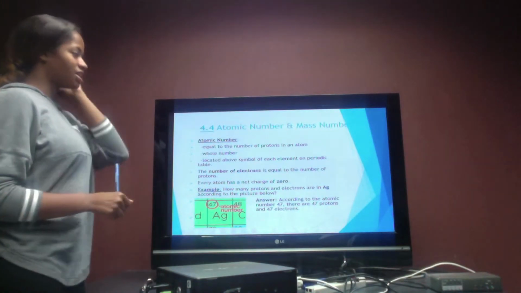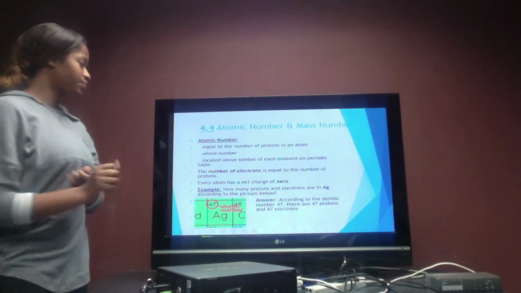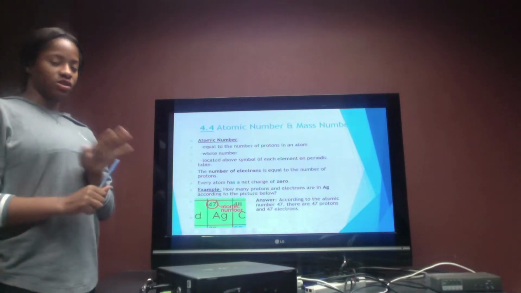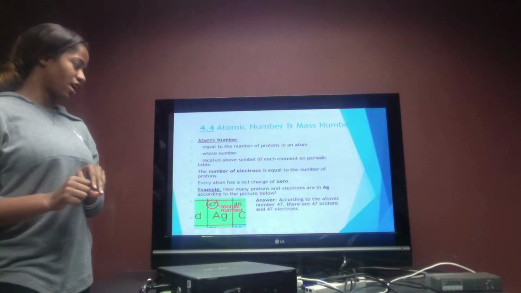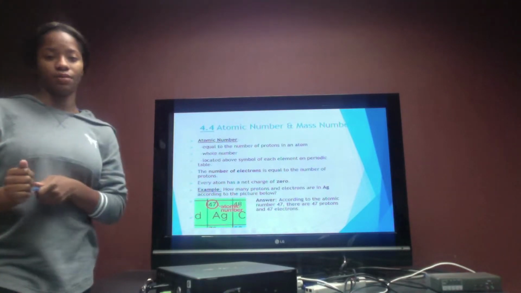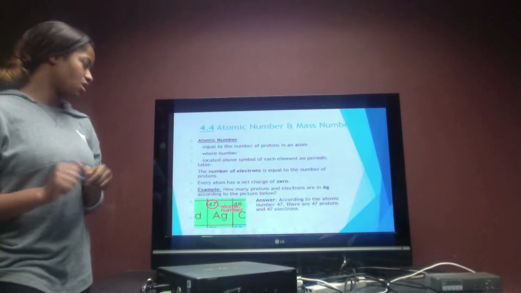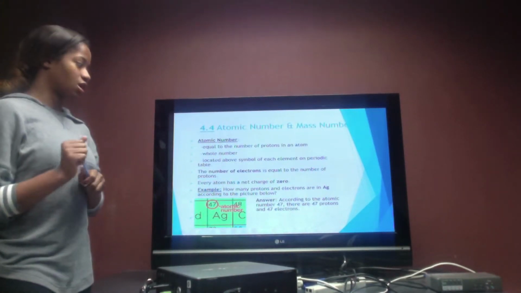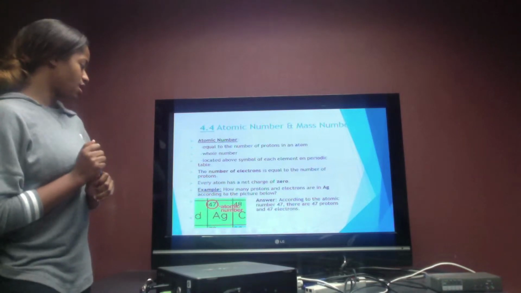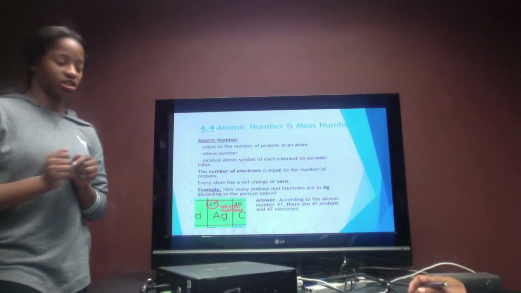I will be talking about atomic number and mass number. The atomic number is equal to the number of protons in an atom. It is a whole number, and it is also found on the periodic table above the symbol of an element. The number of electrons is also equal to the number of protons, which means it is also equal to the atomic number. Every atom has a net charge of 0.